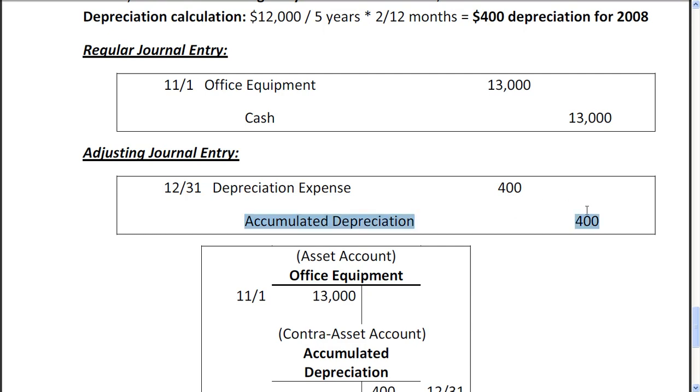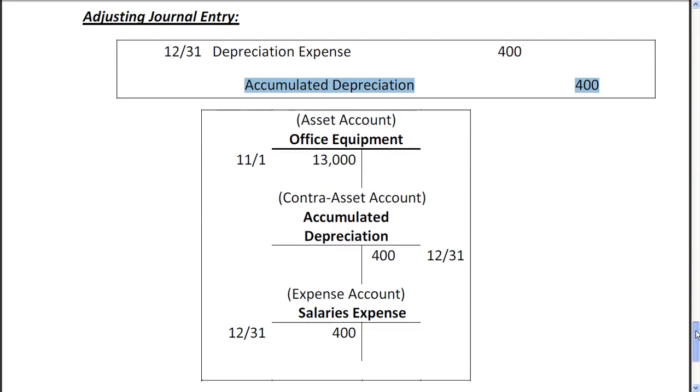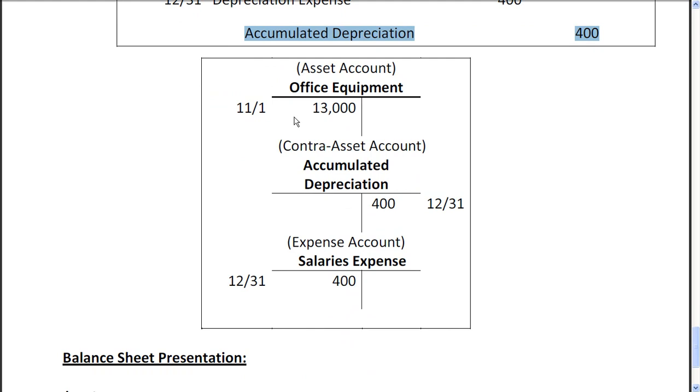How we want to keep track of the write-off of that asset is to an account called accumulated depreciation, and I'll show you how that shows up on the balance sheet in just a minute. But this is basically a reduction to the asset account. It's called a contra asset account, accumulated depreciation. So how this will look in the ledgers is that we'll have office equipment, $13,000. End of the year, we'll have accumulated depreciation, the contra asset account, $400. And then we'll recognize the expense of $400.